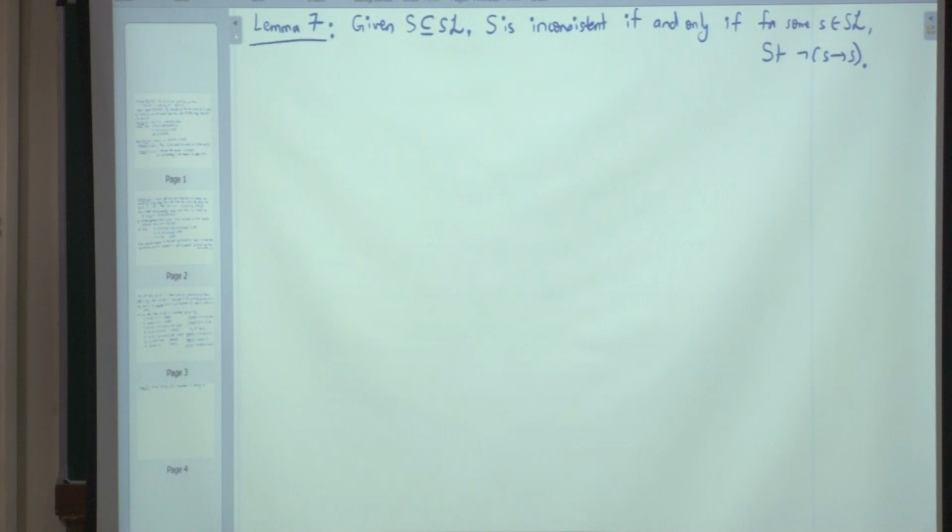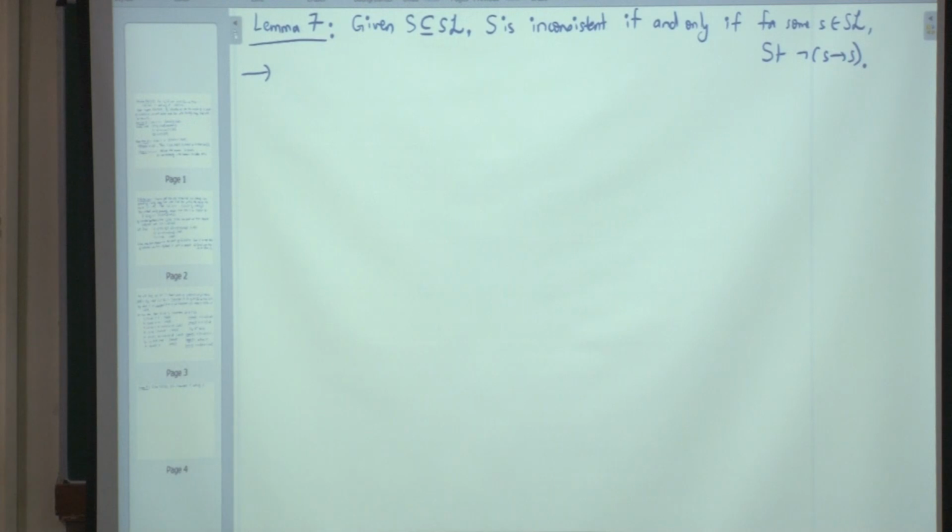Is this intuitive? S implies S is a tautology and negation of S implies S is a contradiction. So what we are saying is a set is inconsistent if and only if it proves a specific type of contradiction. I mean, it should be any contradiction really, but in this proof we are only going to do one part.